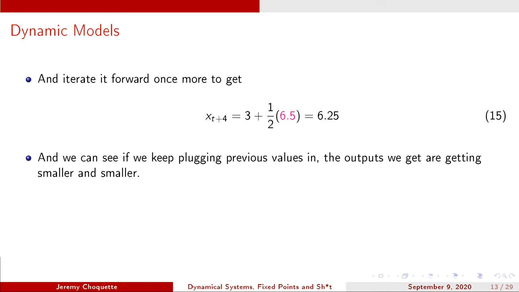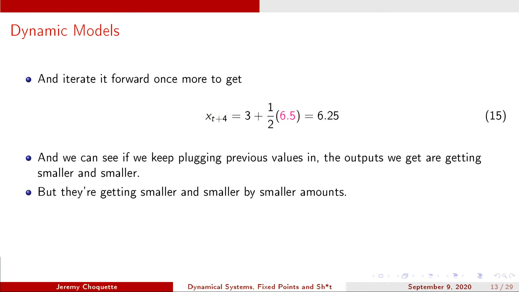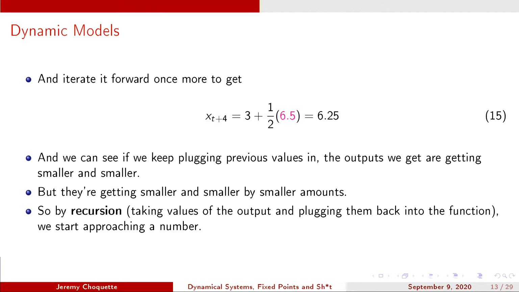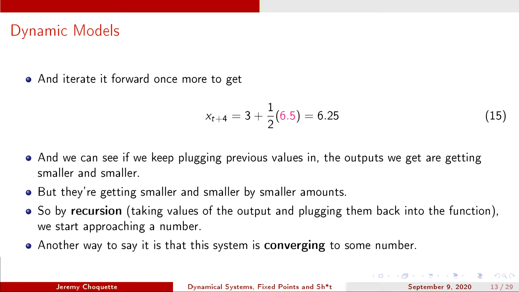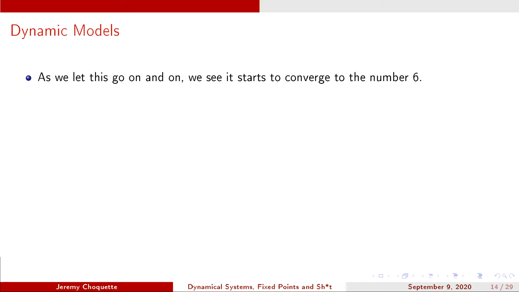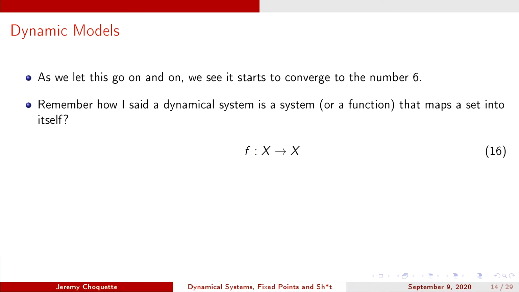So the output from the previous iteration becomes the input for the next iteration. And if we do this, what we're going to see is that these outputs are getting smaller and smaller, but they're doing so by smaller amounts. So by recursion, or taking these values of the output and plugging them back into the function, we start approaching a number. Another way to say this is we are seeing that the system is converging to some number. And as we let this go on and on, we'll see that it would start to converge to the number 6.